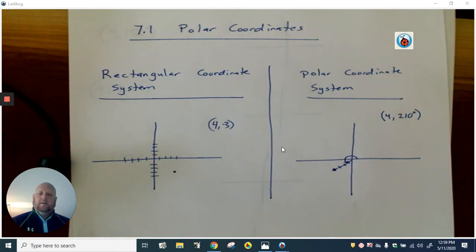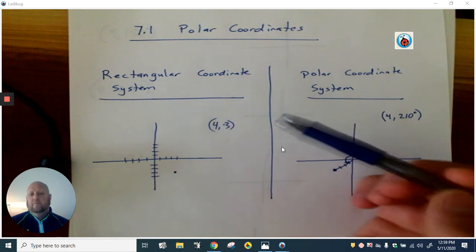How's it going? Today we're going to start chapter 7 and talk about polar coordinates. What I need you to understand about polar coordinates is it really is just another way of doing the same thing that we've done before. It's just another way to graph, basically, is all it is.